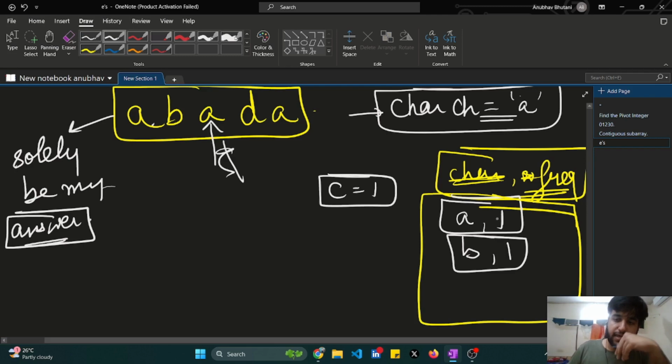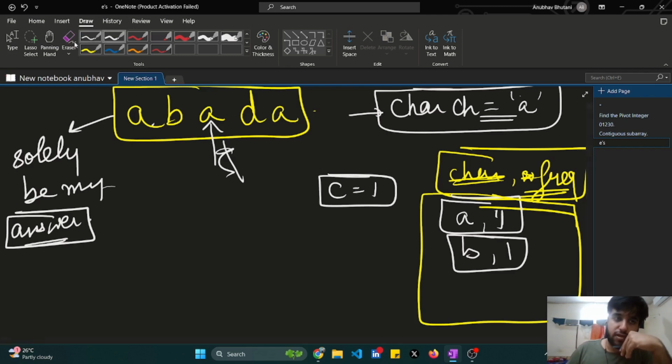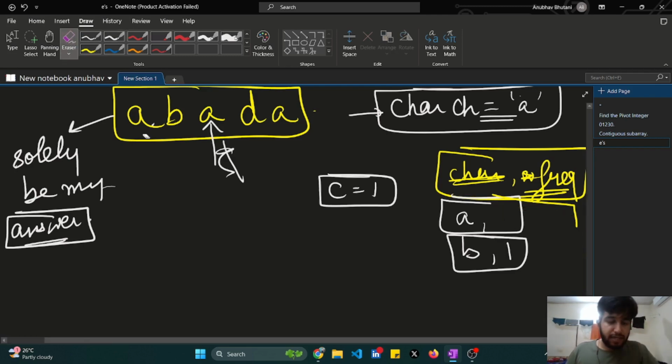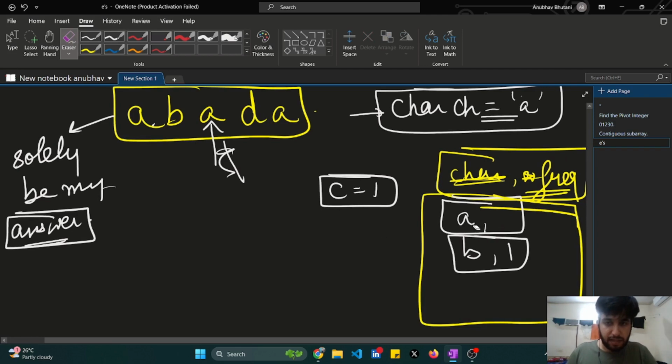I come to A. And I'll increase my frequency. So A becomes 2 times. So the occurrence of A becomes 2. Okay. And if the occurrence of A becomes 2, I'll again check whether it is present in my map. Yes, it is present in my map. So my count would be increased by 2.